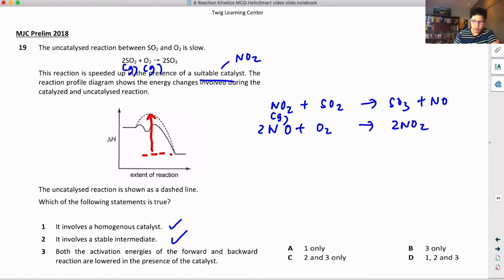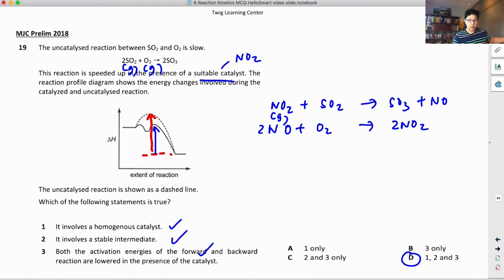but now it has been lowered. Now it's over here. Can you see that? So this statement is also correct in the presence of a catalyst. Which means the answer is 1, 2, and 3.